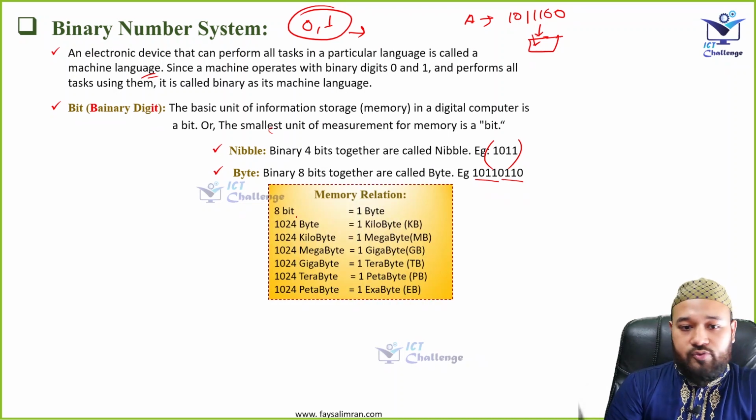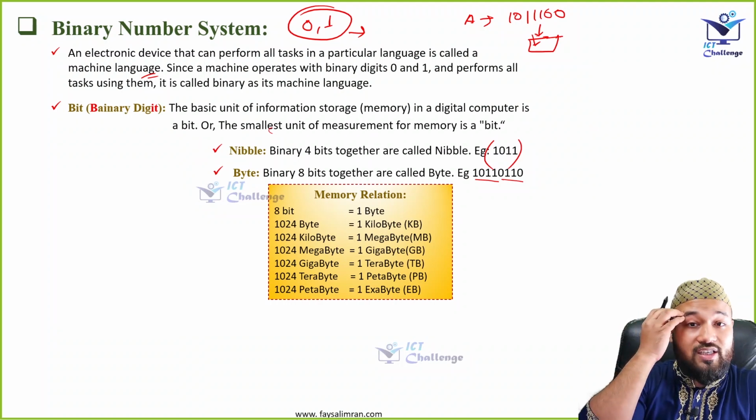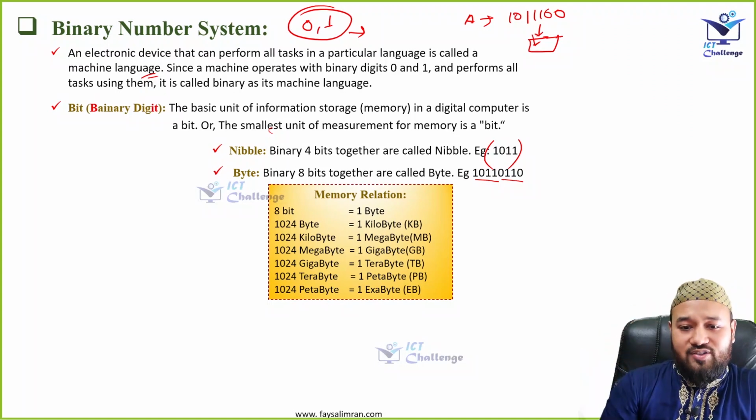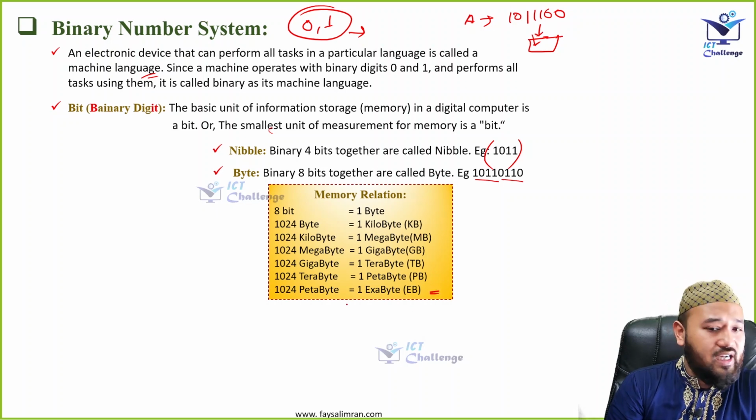Then the memory relationship we have to know. 8 bits is equal to 1 byte, 1024 bytes is equal to 1 kilobyte, 1024 kilobytes is called 1 megabyte, 1024 megabytes is called 1 gigabyte, 1024 gigabytes is called 1 terabyte or TB, 1024 terabytes is called 1 petabyte, and 1024 petabytes is called 1 exabyte. Also 1024 exabytes is called a zettabyte, and 1024 zettabytes is called a yottabyte. There are many kinds of memory relationships, but we don't need all of them, we just need this chart.